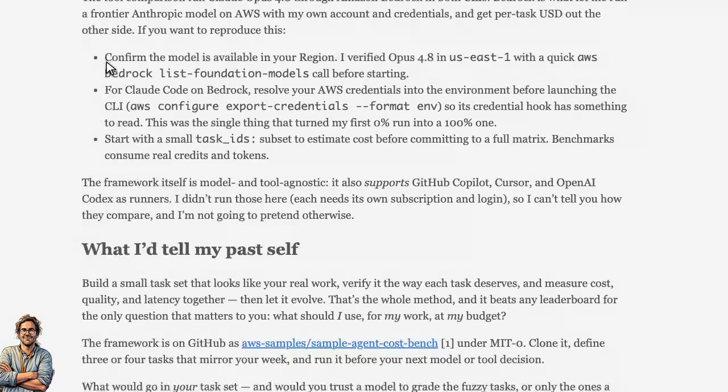So how do you run this on AWS? I ran a frontier model through Amazon Bedrock with my own account and got per task dollars out the other side. Confirm the model is available in your region first, resolve your credentials into the environment before launching the CLI, and start with a small subset of tasks to estimate costs before committing to a full matrix. Benchmarks consume real credits and tokens.